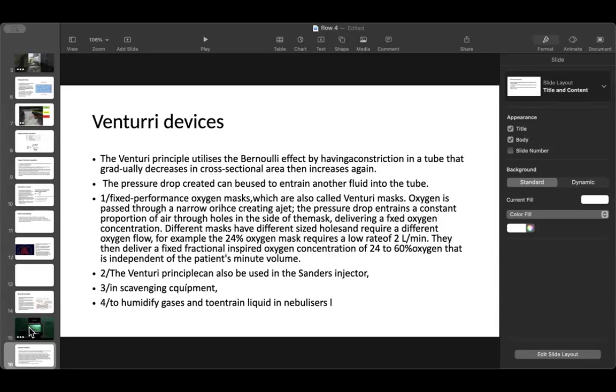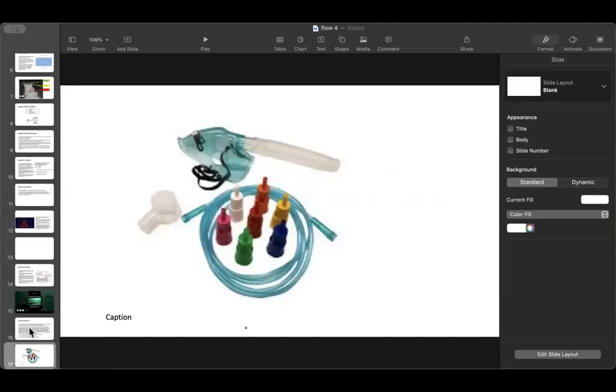An example of this is the fixed performance oxygen mask, also known as the Venturi mask. It's also used in Sanders injectors, in scavenging equipment, and to humidify gases and entrain liquid in nebulizers. This is a picture of the Venturi effect. This is a picture of the Venturi oxygen mask, which, as described, has a narrowing followed by an increase in diameter. This causes entrainment of gases from the environment into the flow of the gas.